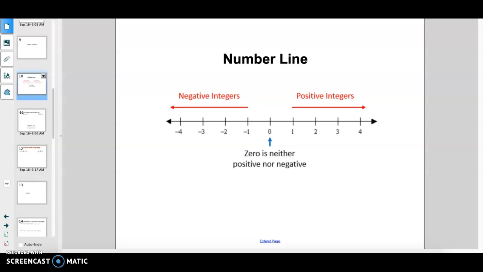The next area we're going to focus on is graphing inequalities on a number line. Just a reminder, on a number line, negative numbers go to the left, so the smaller numbers go to the left. Positive numbers go to the right, or the bigger the numbers get, they're going to the right. And then 0 is neither positive nor negative.